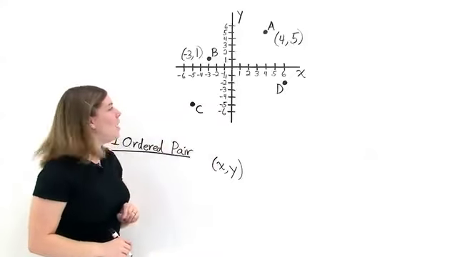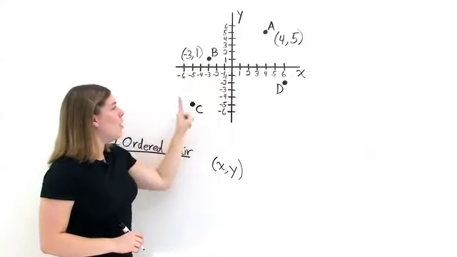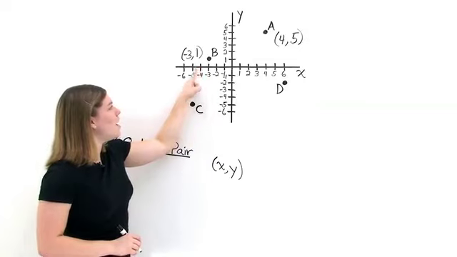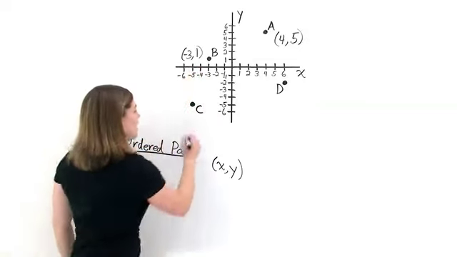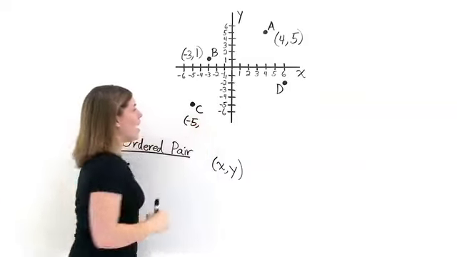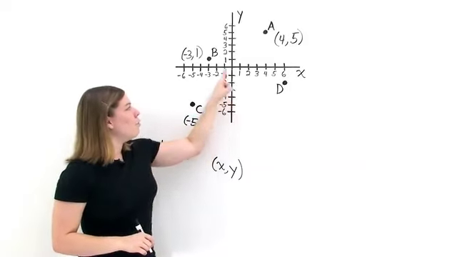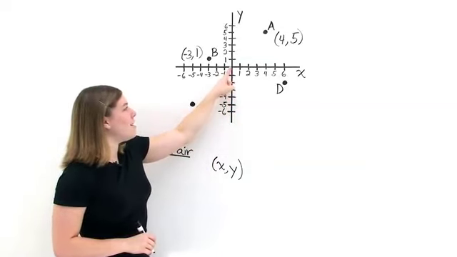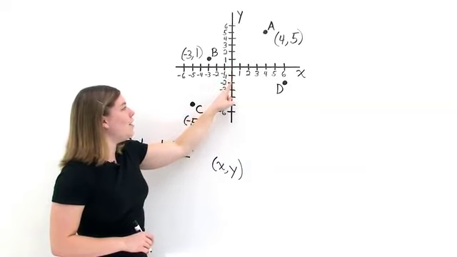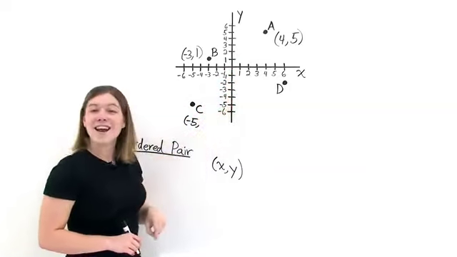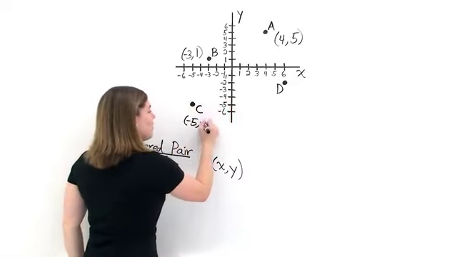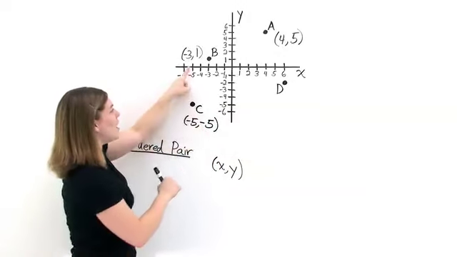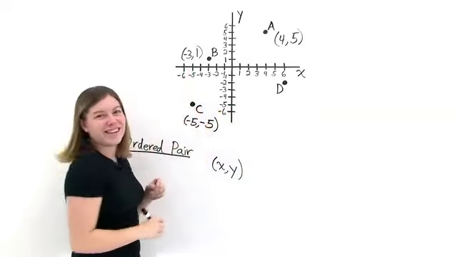Now let's do C. Again, we have to count into the negatives on the x-axis. So we start at 0 and we count -1, -2, -3, -4, -5. And we find C. So we have the x coordinate -5. Now for the y value. Well, we have to go into the negatives on the y-axis. So we count down on the y-axis to find C. Start at 0 and we count -1, -2, -3, -4, -5. At -5 we find C. So C is at the ordered pair -5, -5. When x is -5 and when y is -5, we find C.